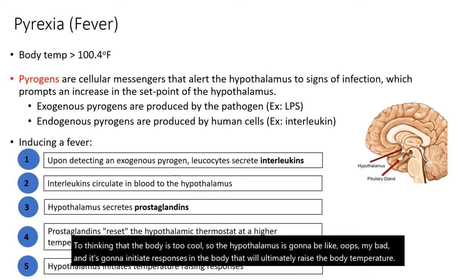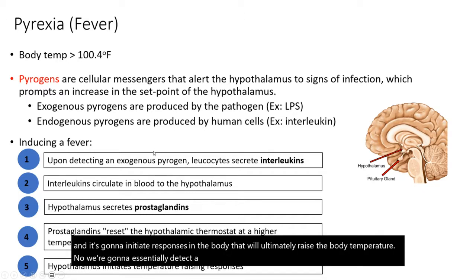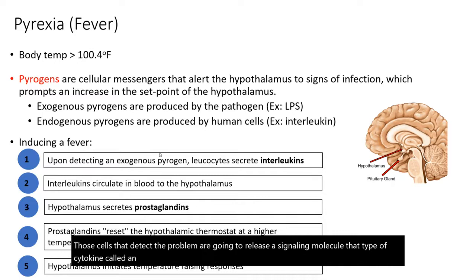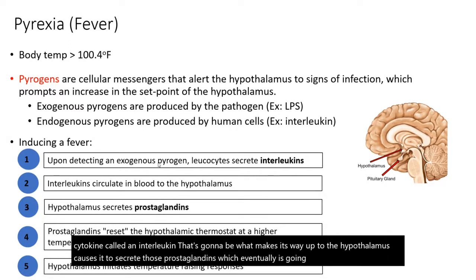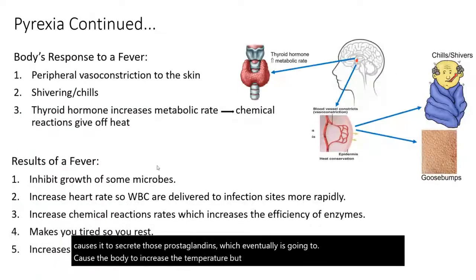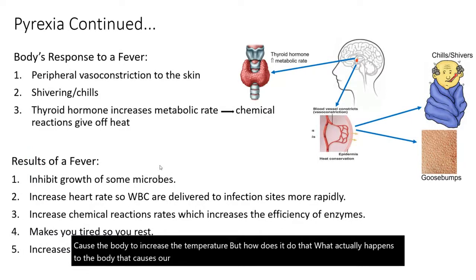So we're going to essentially detect a problem, which is the exogenous pyrogen. Those cells that detect the problem are going to release a signaling molecule, a type of cytokine called an interleukin. That's going to be what makes its way up to the hypothalamus, causes it to secrete those prostaglandins, which eventually is going to cause the body to increase the temperature. But how does it do that? What actually happens to the body that causes our temperature to increase?